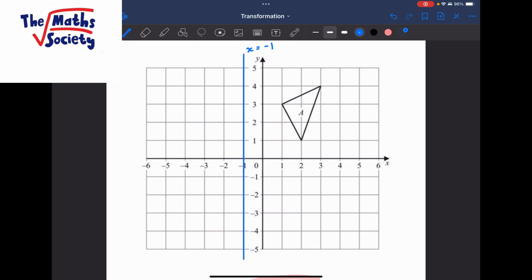And then we've just got to do the reflection again. So that's 1, 2. So 1, 2 should be here. And that's 1, 2, 3. That's got to be 3. It's got to be here. So then you have this, this, and this. And that gives you B.